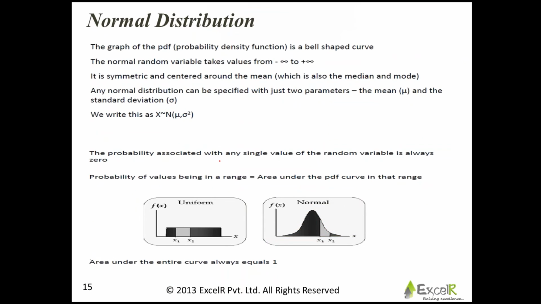And you know, the probability associated with any single value of a random variable is always 0. Remember that. So if I ask you, what is the probability that your sales is going to be exactly 2 lakhs per month? It will be 0. How can you be certain about one single number? Are you a god? Are you superhuman? No, right? So it will be 0 always.